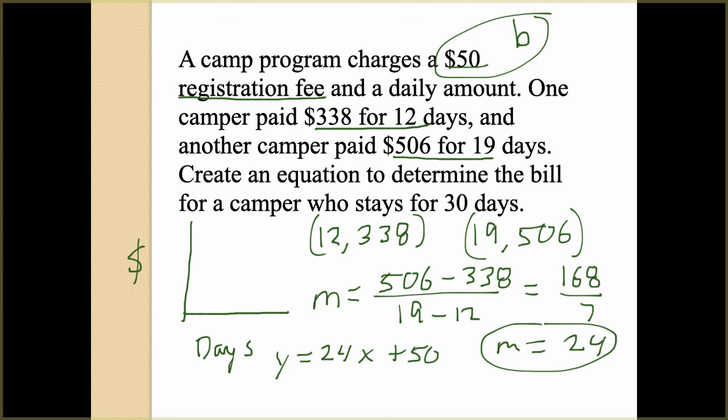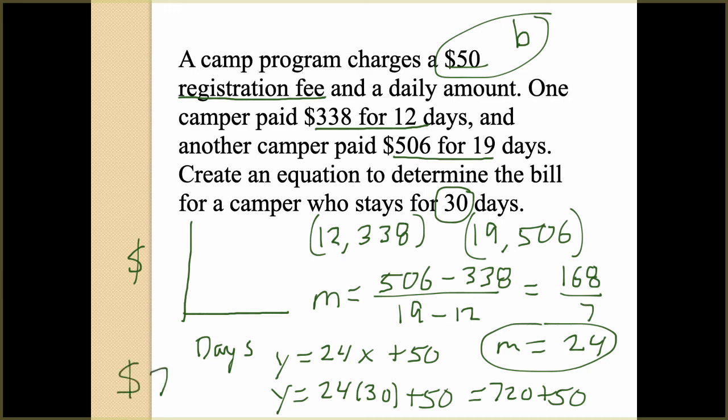And then it says, what's our bill at 30 days? Y equals 24 times 30 plus 50. And when you multiply this out, you get 720 plus 50. So our total cost is $770. So I have created my equation, and I have solved for 30 days.